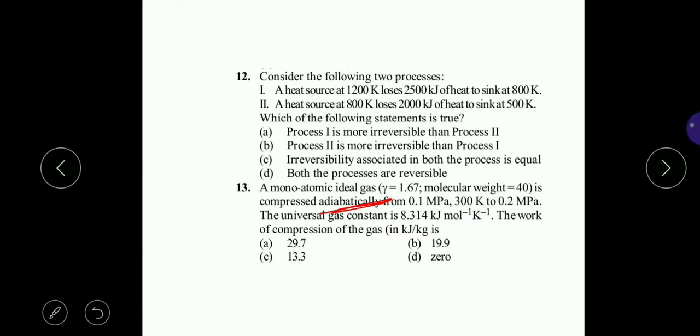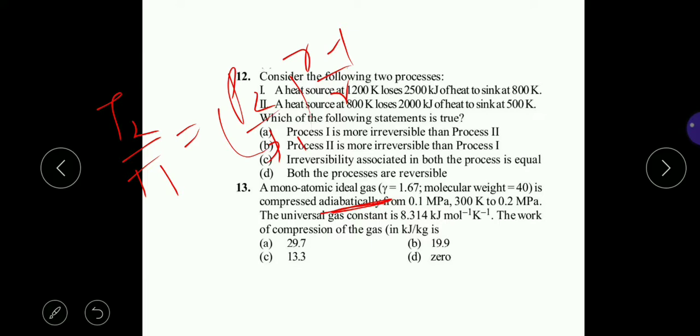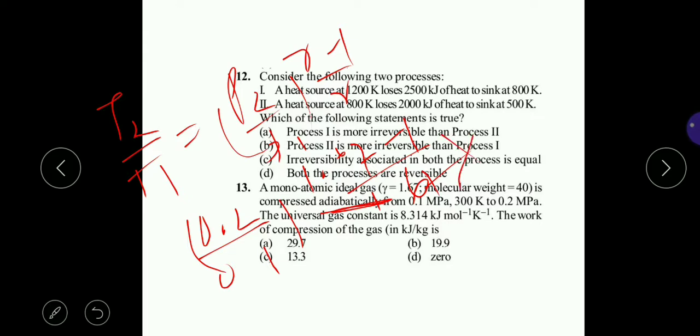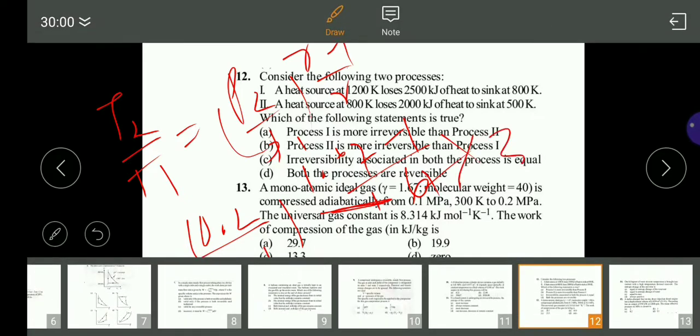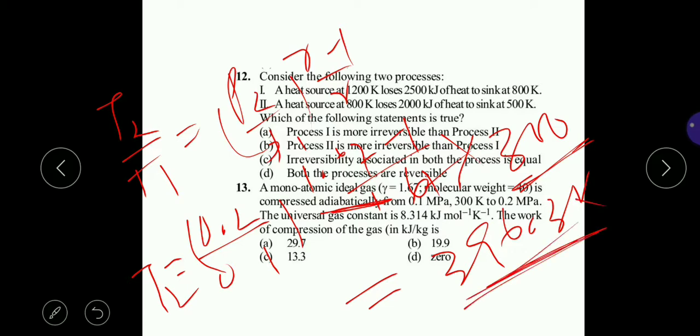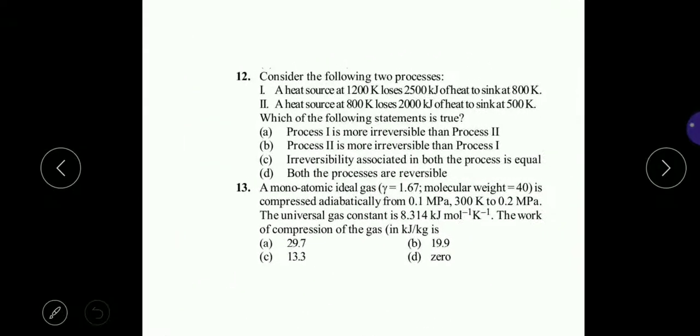Okay, so next I need to calculate the temperature T2. So this is an adiabatic process, so adiabatic relations can be used. So T2 by T1 will be equal to what? P2 by P1 whole to the power gamma minus 1 by gamma. Okay, so P2 is given 0.2 and P1 is given 0.1, whole to the power gamma, which is 1.67, minus 1, divided by 1.67. If you want to calculate T2, then T1 will be multiplied here, so it will multiply by 300. So from here, if we calculate, I can calculate that value. So T2 will be equal to what? 396.3 Kelvin.